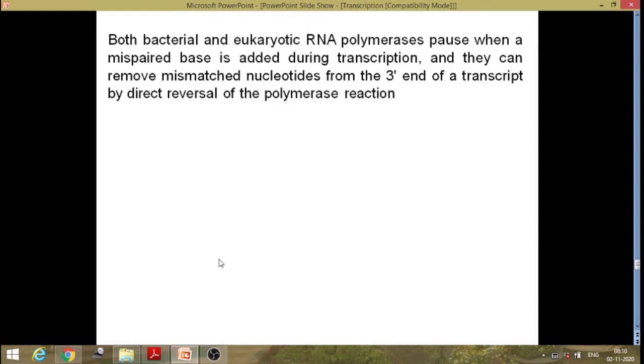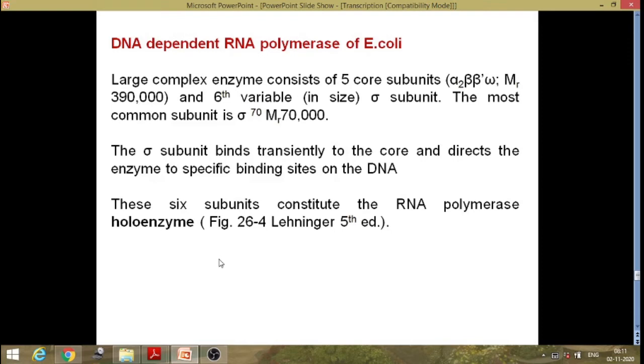But it is not yet clear that this activity is the true proofreading function. Now let us have a look at the structure of the RNA polymerase of E. coli. This is a DNA dependent RNA polymerase, a large complex enzyme consisting of 5 core subunits: alpha 2, beta, beta prime, omega. So 2 alpha subunits, 1 beta subunit, 1 beta prime, and 1 omega subunit. The molecular weight of these subunits in total is 390,000 Daltons.